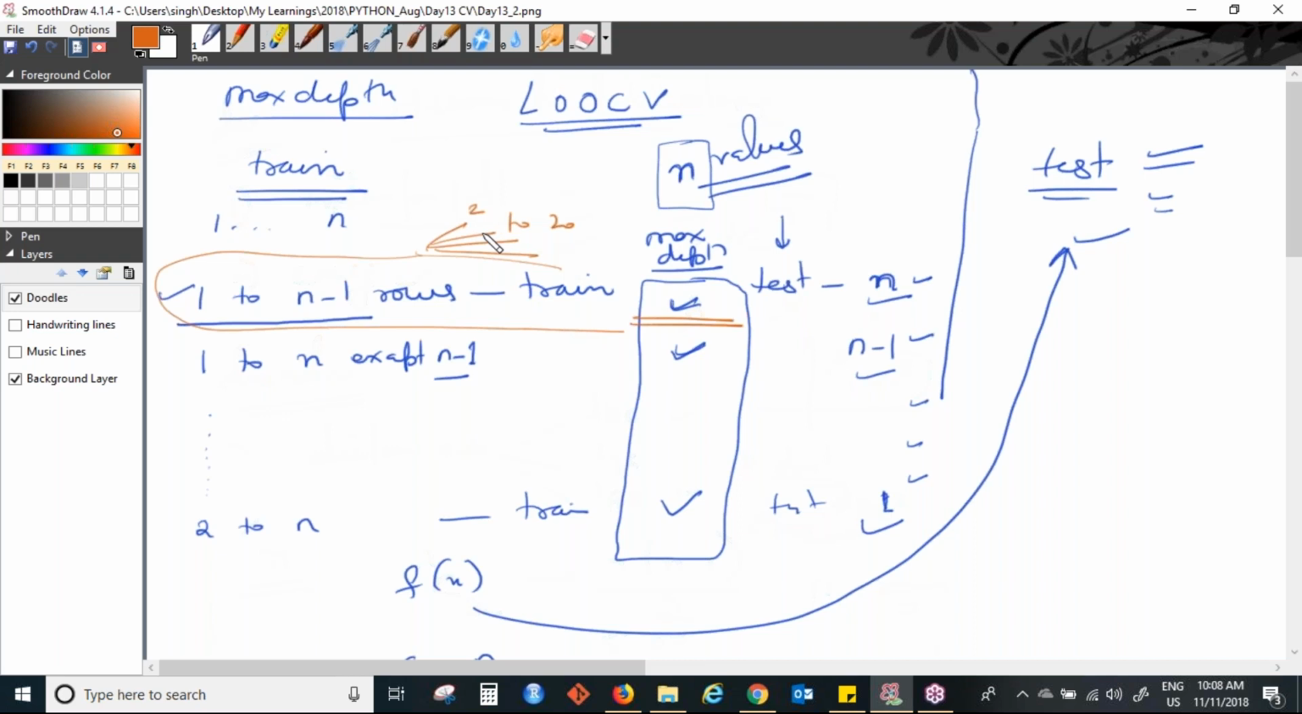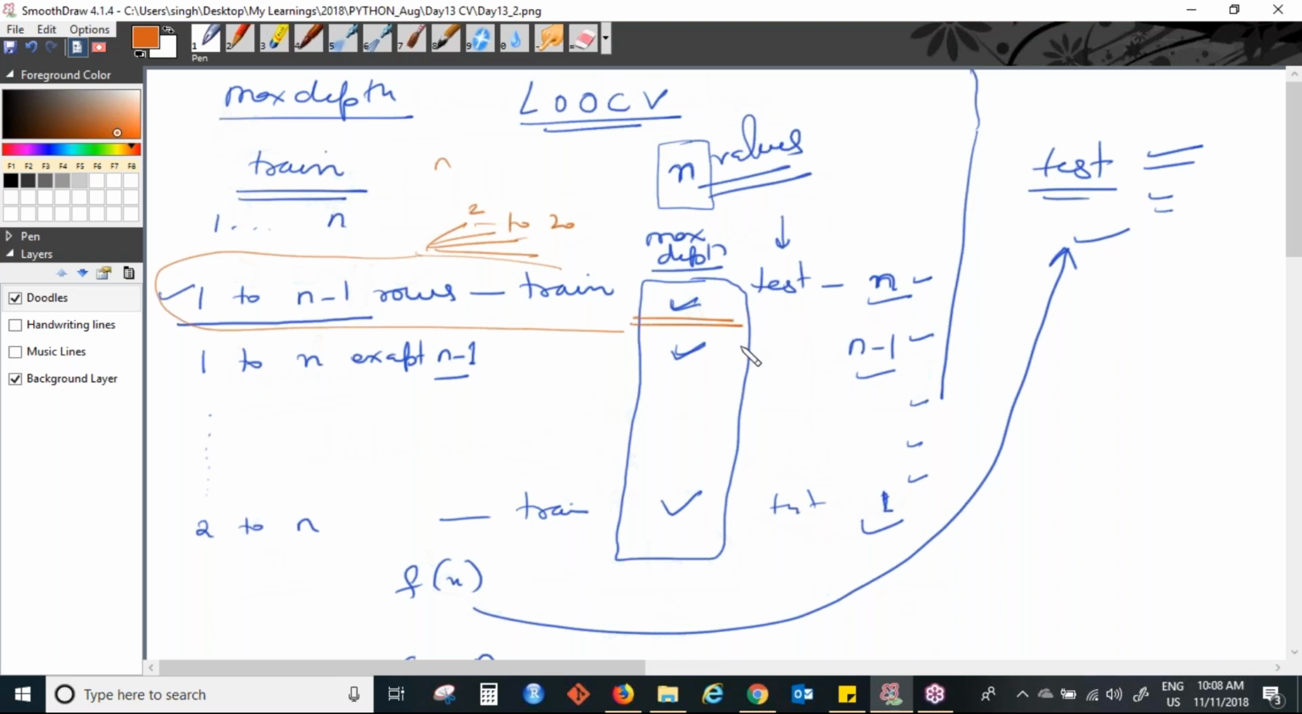Okay, so from 2 to 20 you are trying different values of max depth in every one of these iterations. So it is actually not n times, it is more than n times that you are running. Okay, it takes a very long time to run, and that is why this approach, though a very good approach, is not practical. You cannot take this approach because it is too slow.